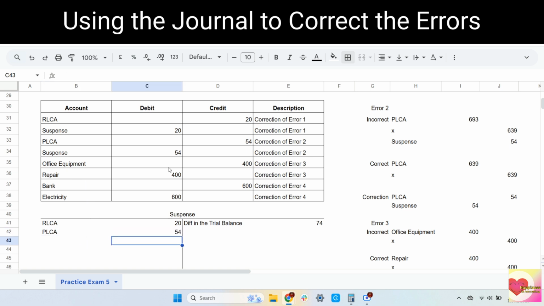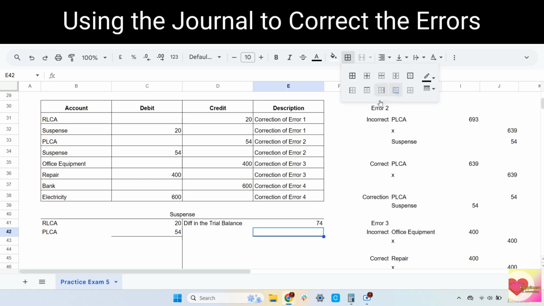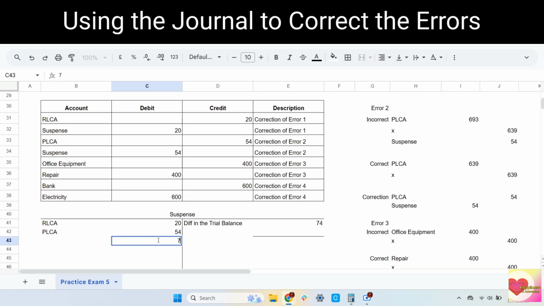These are the only 2 entries to our suspense account, so this should clear our suspense account. Let's get the total of both sides and they should be equal. It means the suspense account is now cleared.